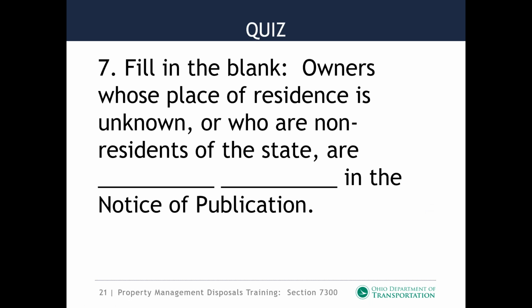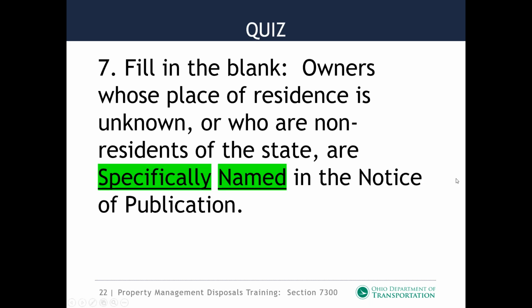All right, nobody's, persona non grata. Somebody said no idea. Somebody else said. This one's a little hard, but it is the owner whose place of residence is unknown or are non-residents of the state are specifically named in the notice of publication. You have to call them out in the notice if they are unknown or out of state.